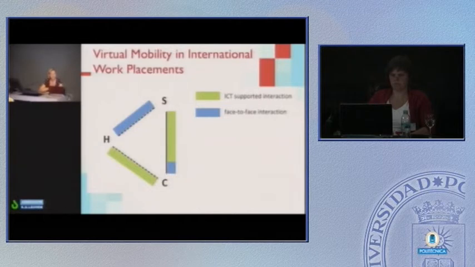Virtual mobility in international work placement is really what we have been working around for almost the last 2 years.